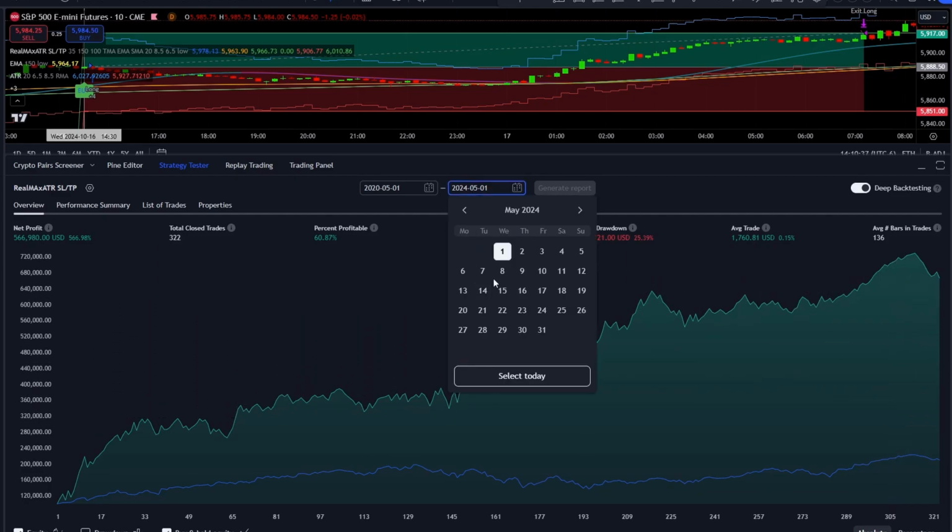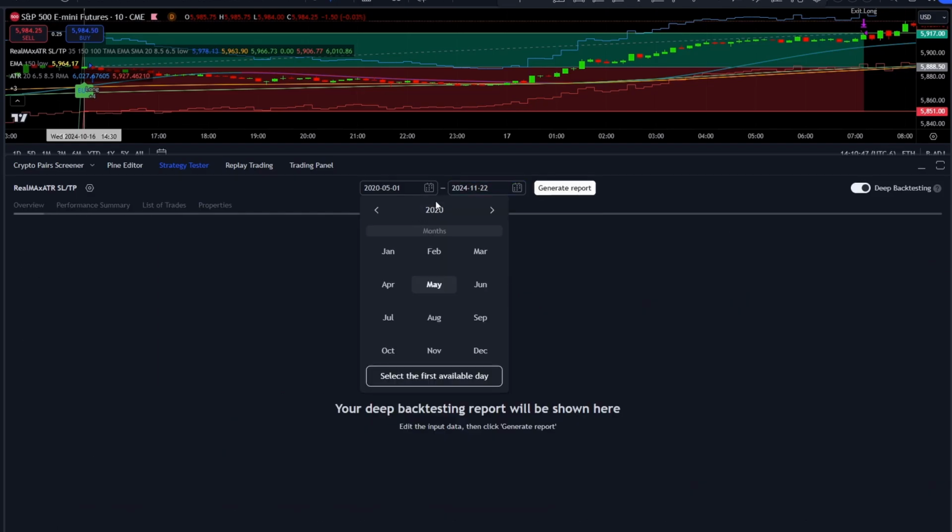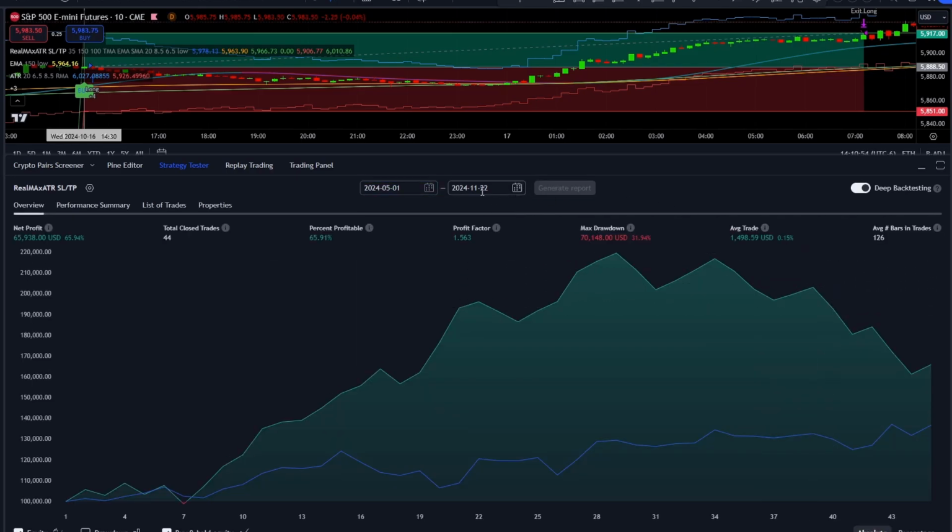Now let's take a quick look at the after optimization date performance. So I will set the date to today's date and the start date to the 1st of May 2024. Okay, these are the after optimization results, and these results are still good. We had 44 trades, 65% net profit, with a 1.5 profit factor, which is actually much better than the in-sample data, and a bit high 32% maximum drawdown.